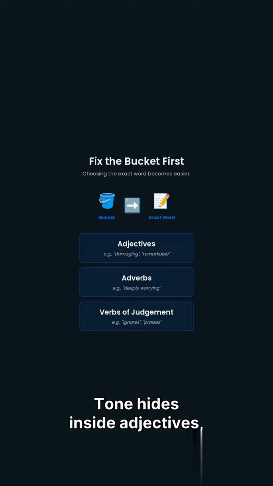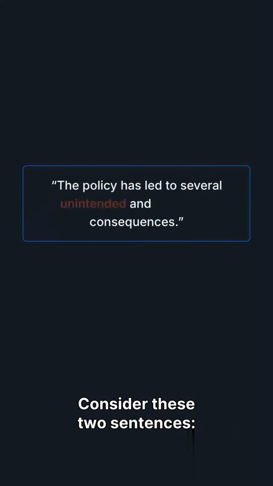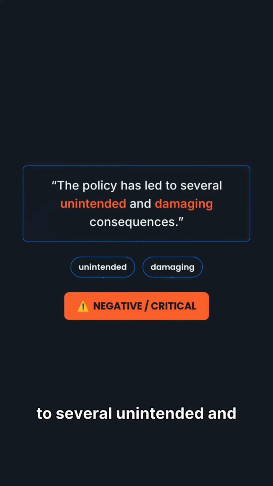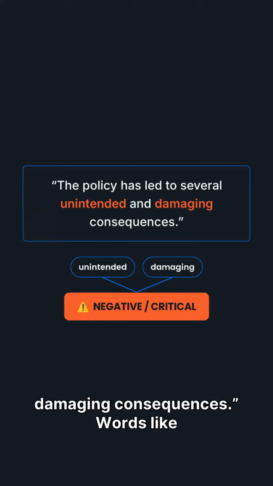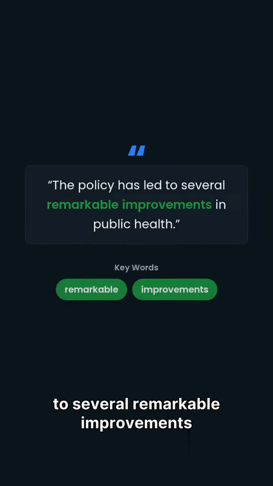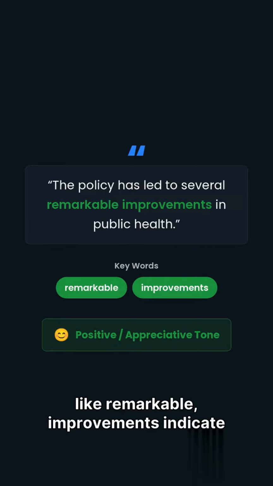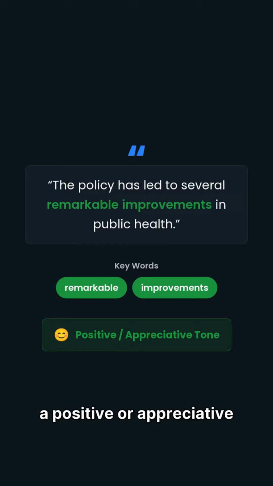Tone hides inside adjectives, adverbs, and verbs of judgment. Consider these two sentences. The policy has led to several unintended and damaging consequences. Words like unintended, damaging indicate a negative or critical tone. The policy has led to several remarkable improvements in public health. Words like remarkable, improvements indicate a positive or appreciative tone.